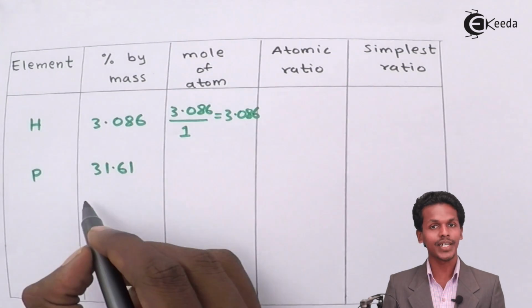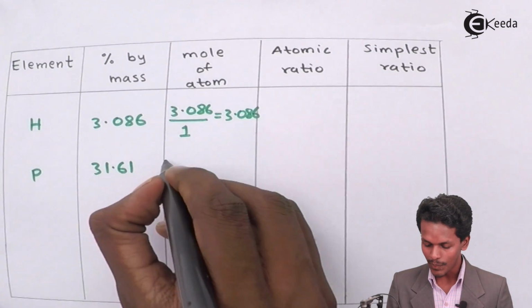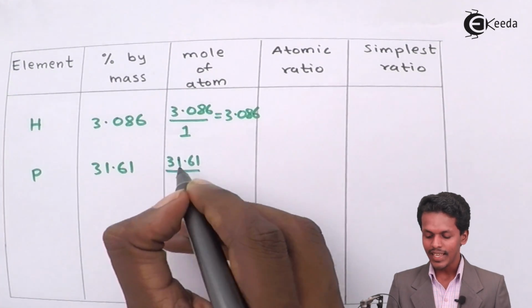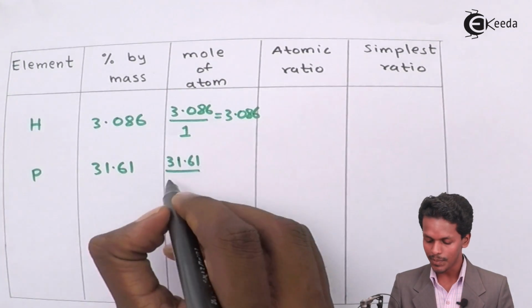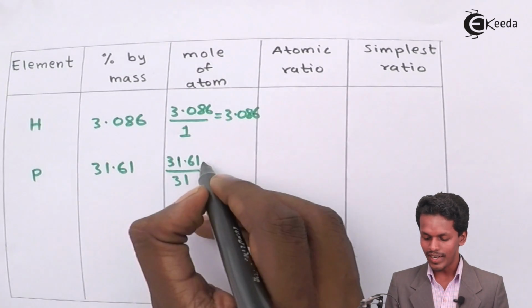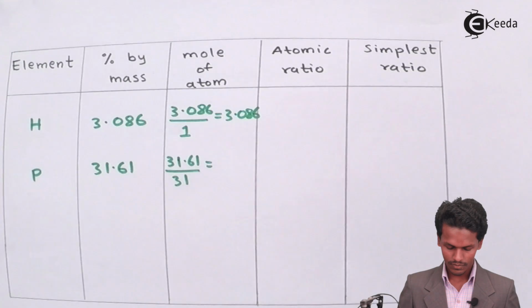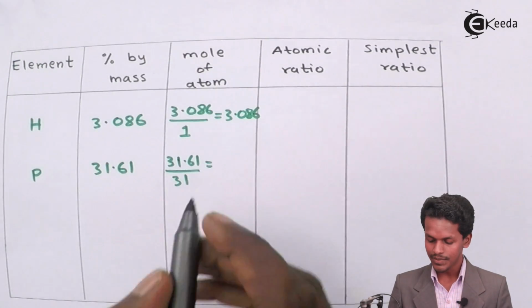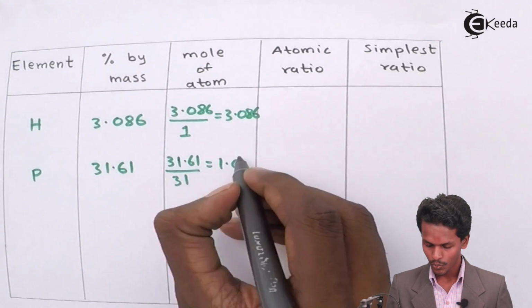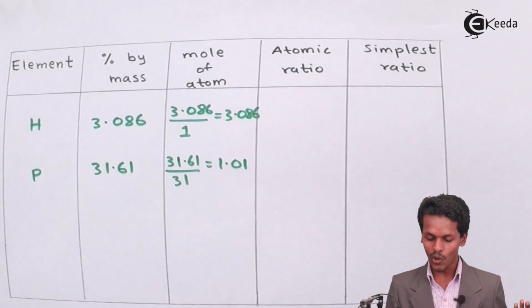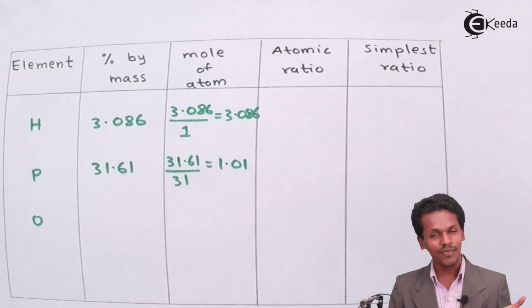So the weight that we have is 31.61, divided by the atomic weight of phosphorus, which is 31. So let us see what is the answer that we could get here. So we have got an answer as 1.01.